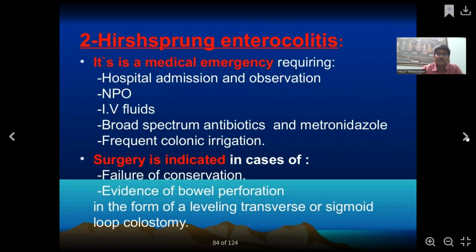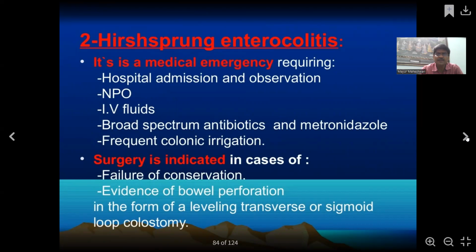Now we deal with the entity that is called Hirschsprung enterocolitis. This is a medical emergency that requires hospital admission and observation. You have to keep the child nil orally, you have to start IV fluids, IV antibiotics, usually broad spectrum antibiotics and metronidazole. And you have to do frequent colonic irrigation. That is, you have to do a bowel wash.